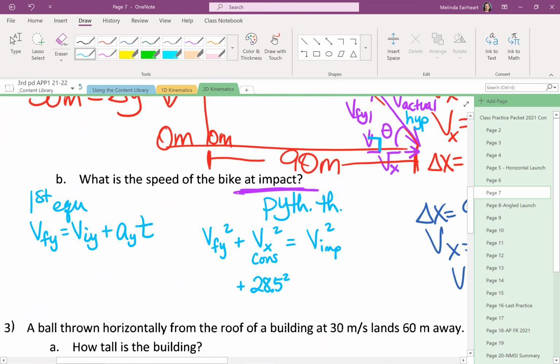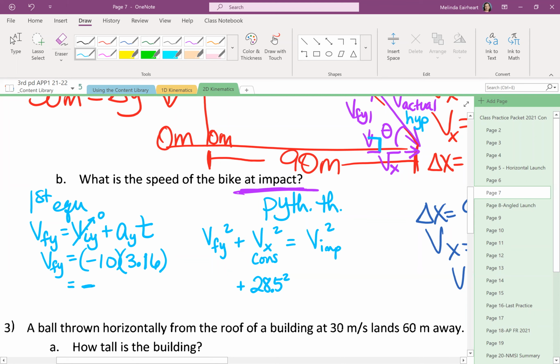Right? Now here's where you don't want to mix and match stuff. So don't put our horizontal 28.5 here. We started at 0. And so really the final is just our -10 times the time, which we got was 3.2, I think. No, 3.16, we said. We could have said 3.2.